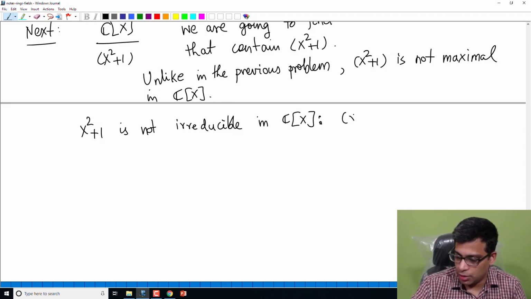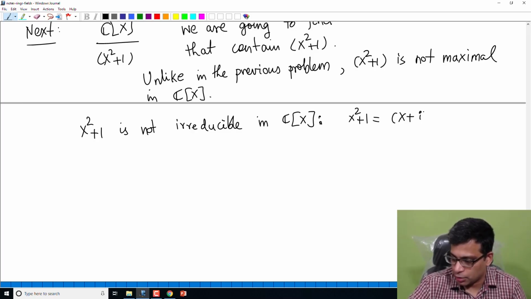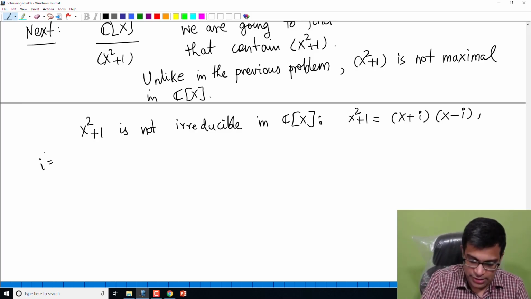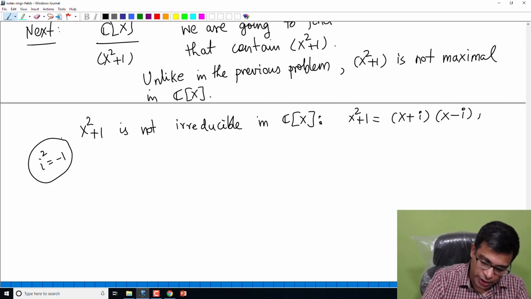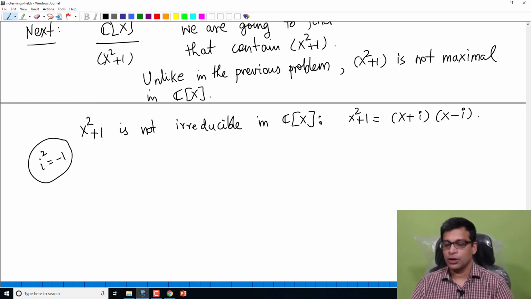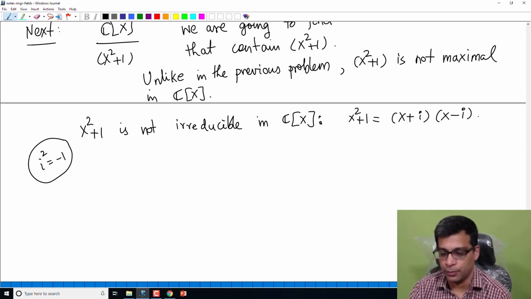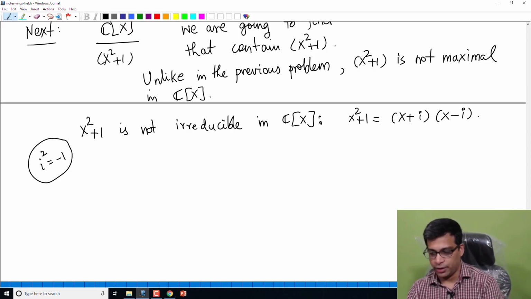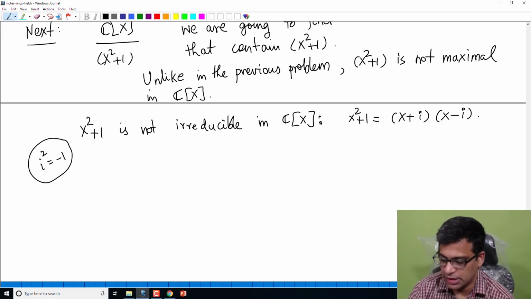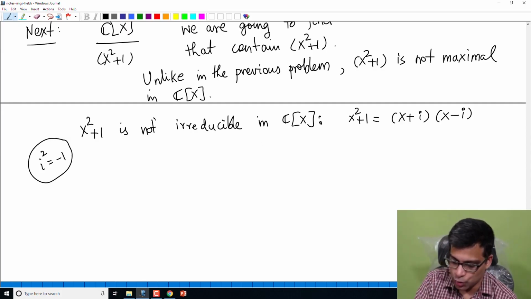Why is it not irreducible? That is because now it can factor as (x plus i) times (x minus i), where of course i is a square root of minus 1 as always. Remember, i is not available in the real numbers, so you can't factor x squared plus 1 in R[x]. However, you can factor it in complex numbers. So in C[x], x squared plus 1 has 2 factors, so it's not irreducible.